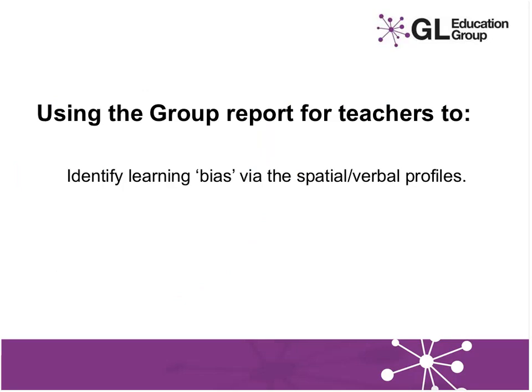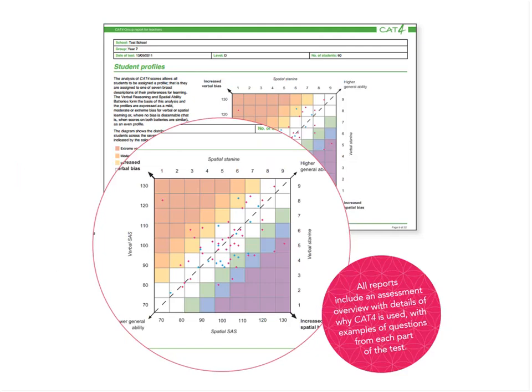You can also use the group report for teachers to identify learning bias by the spatial and verbal profiles. So as I indicated earlier, the spatial ability and the verbal ability are really the two ends of the spectrum. And it's for this reason that we plot pupils based on those two different standardised age scores. So you will see here a scattergram where that data for your group is plotted.